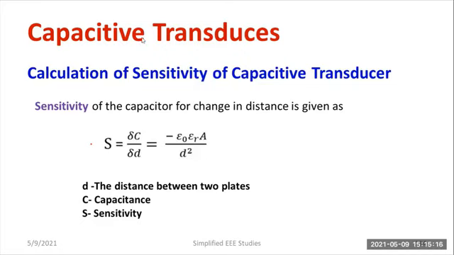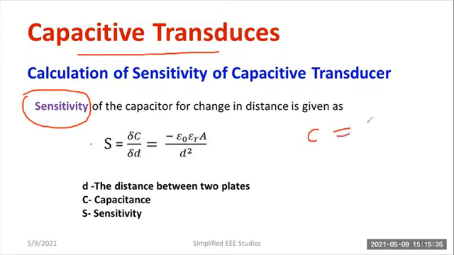Then sensitivity is another important parameter of the capacitive transducer. Let me show how you compute the sensitivity. You can use the formula to compute sensitivity. That means S is equal to delta C divided by delta D. You can call it dC by dD. You know that C is equal to epsilon A by D.